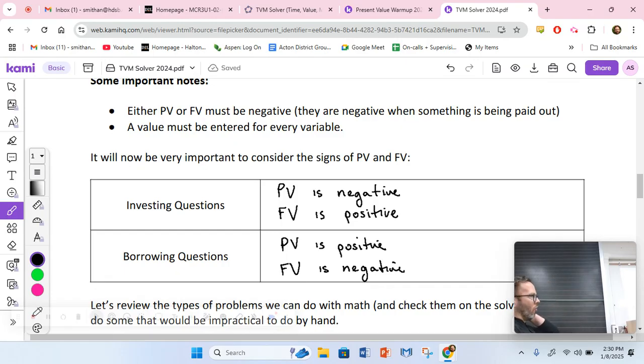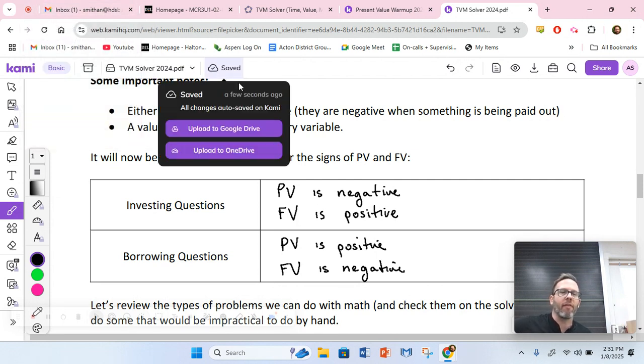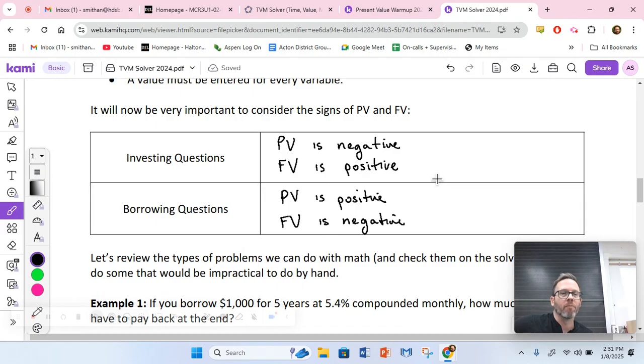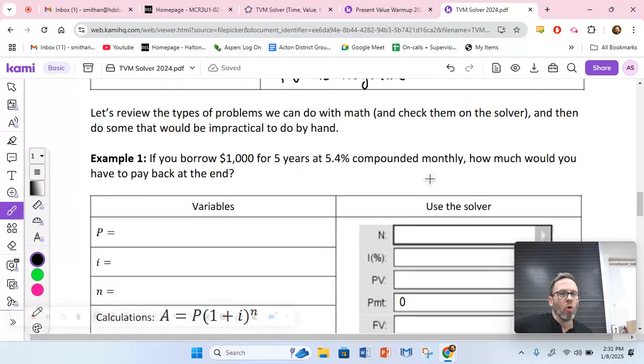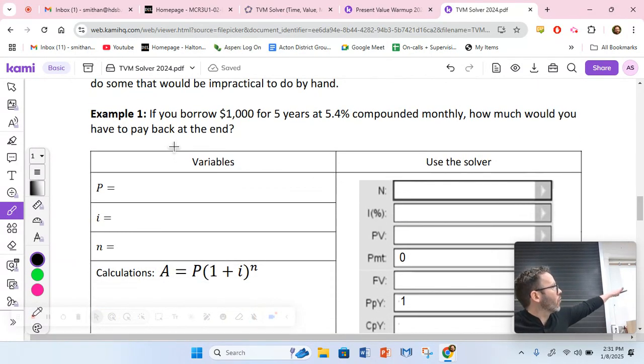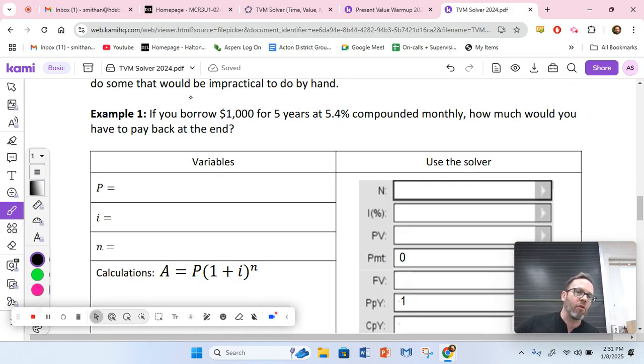All right. So it's time for us to start doing some problems on the TVM solver. For sure, some of you will get an error message, a syntax error. We'll deal with that as they come, but I think most of you should be fine. We're going to do this example two ways. This is a question you already know how to do. You borrow $1,000 for a certain amount of time. How much do you have to pay back at the end? We've done many of these. So let's just do it by hand so we know what to expect, and then we'll prove to you these things work. We'll get the same answer using the solver.